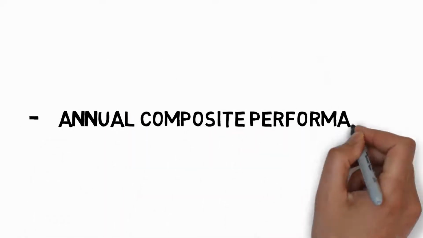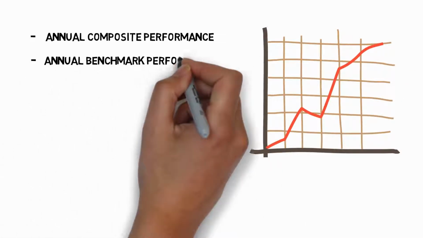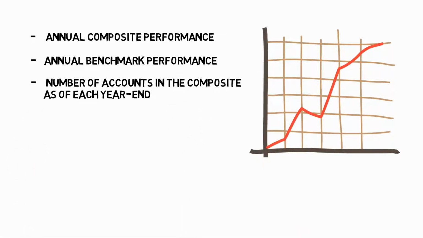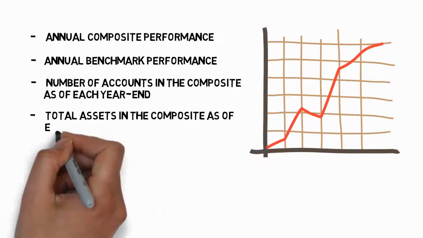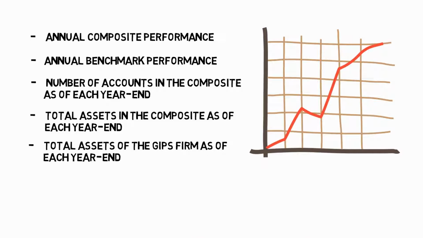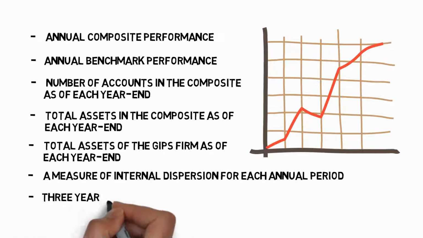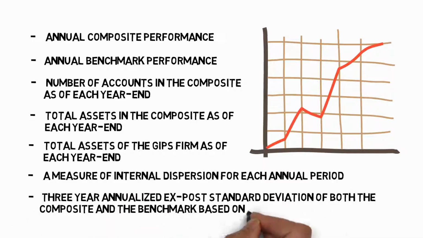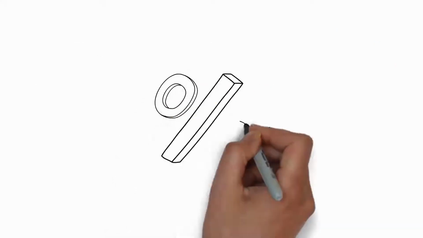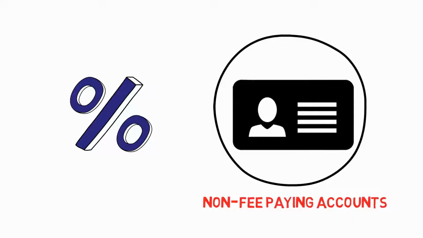Statistics included in compliant presentations include annual composite performance, gross and/or net, annual benchmark performance, number of accounts in the composite as of each year end, total assets in the composite as of each year end, total assets of the GIPS firm as of each year end, a measure of internal dispersion for each annual period, and 3-year annualized ex post standard deviation of both the composite and the benchmark based on monthly returns. Other statistics may also be required, such as the percentage of non-fee paying accounts or the percentage of bundled fee paying accounts as of each year end where applicable.